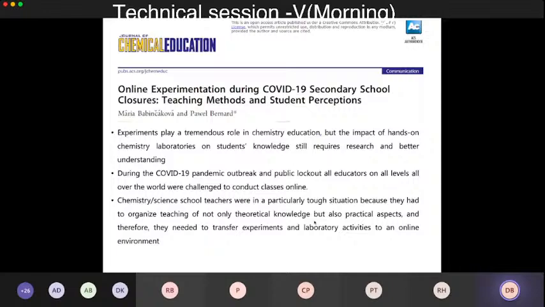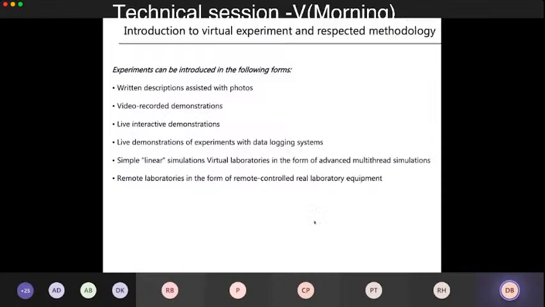This is basically the idea, and they propose how experiments at a secondary level can be introduced in the following form. First, we provide a written description assisted with photos. For instance, if we want to do an acid-based titration, we have to show the pipette and the burette, with photos and everything. We segregate out the parts and discuss what those parts are. Then what are the indicators? What is an acid, what is a base, what is the Henderson-Hasselbalch equation, what is pH? Then we have to record it.